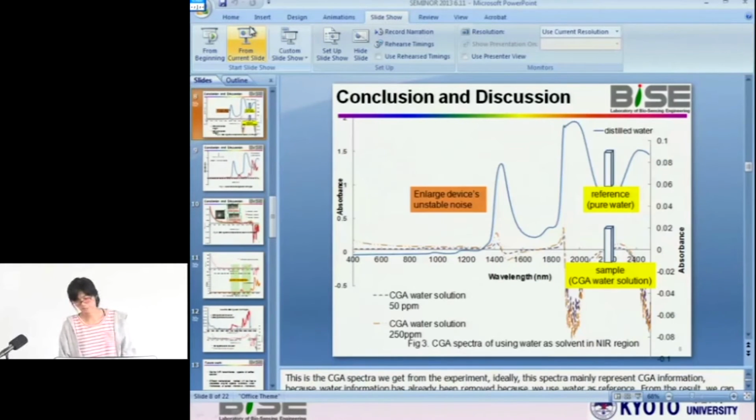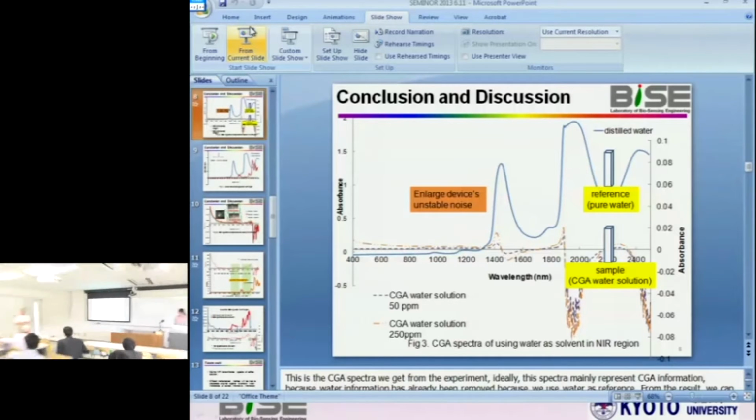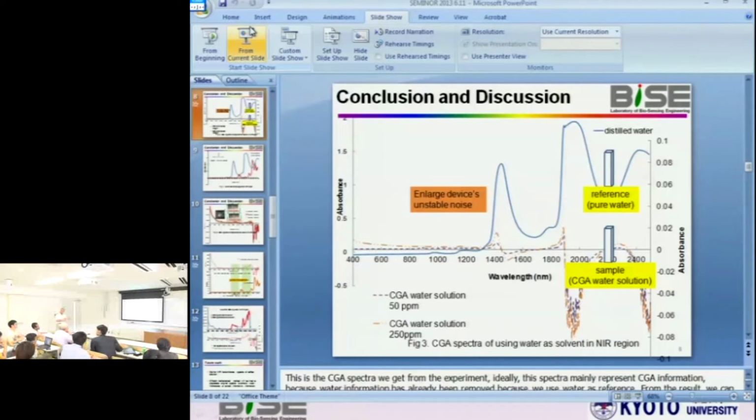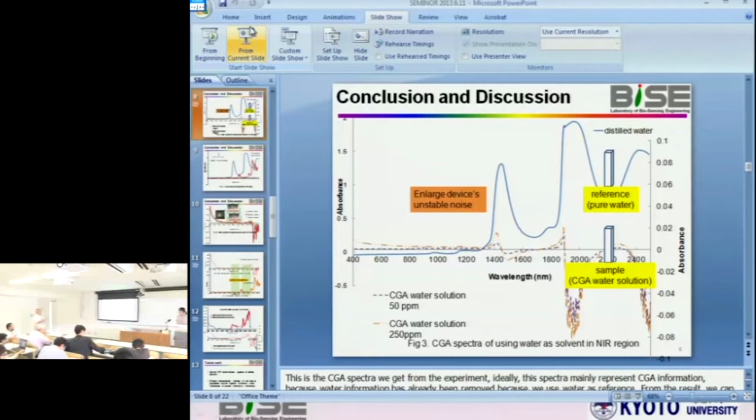Any suggestion? Comment? You measure the CGA solution by using pure water as a reference. Yes. Is it popular in NIR measurement? For previous research, they usually just use air as reference. But I think using water as reference is better because the water information will be removed.